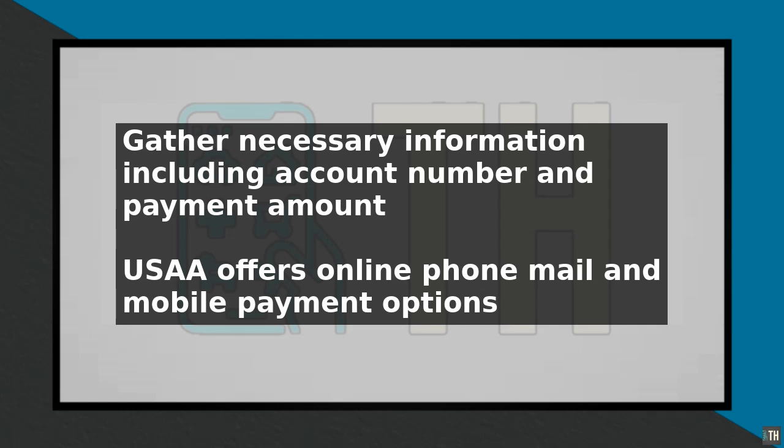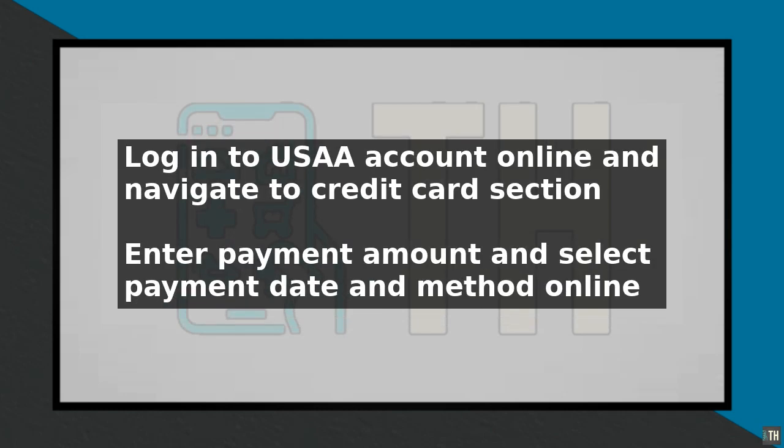To make an online payment, log into your USAA account on the USAA website. Navigate to the credit card section and click on the Make a Payment button. Enter the payment amount and select the payment date. Then choose the payment method, such as a checking or savings account. Review the payment details and submit the payment.